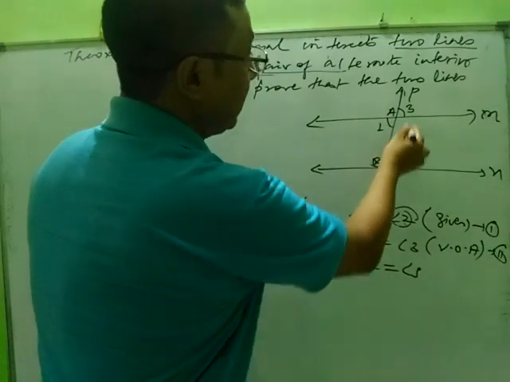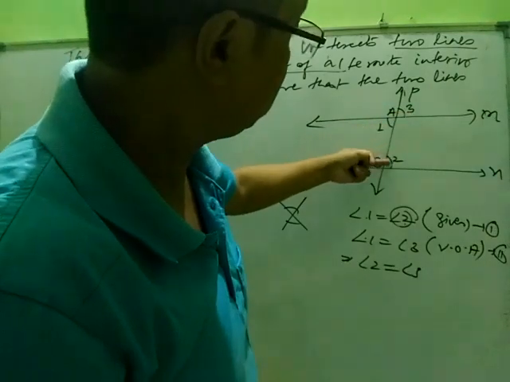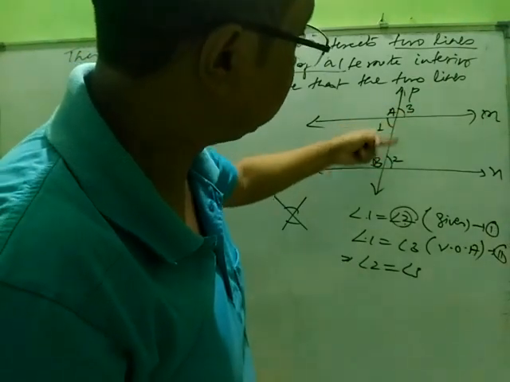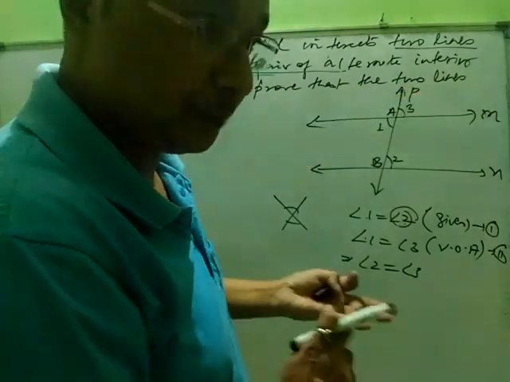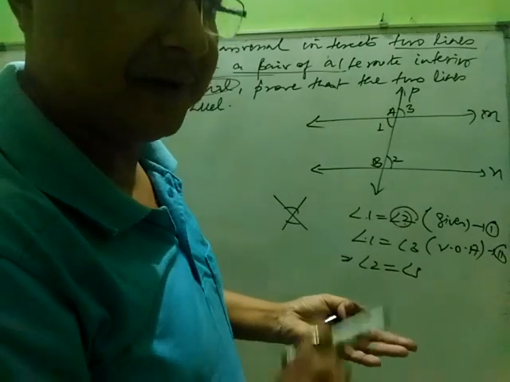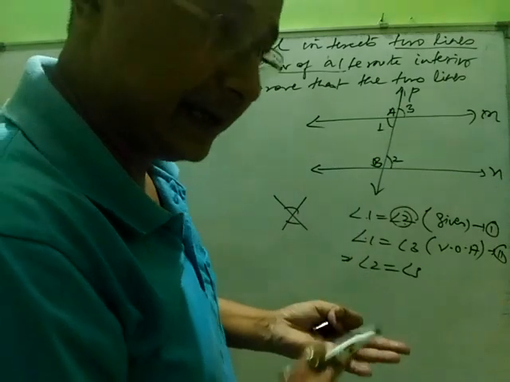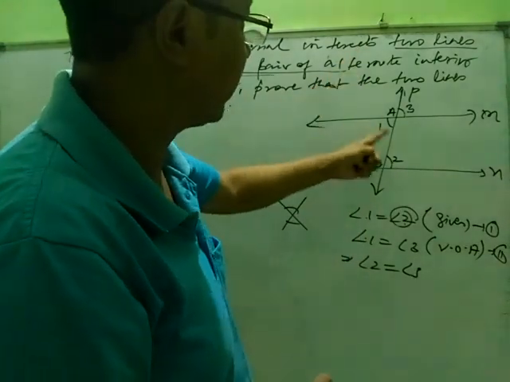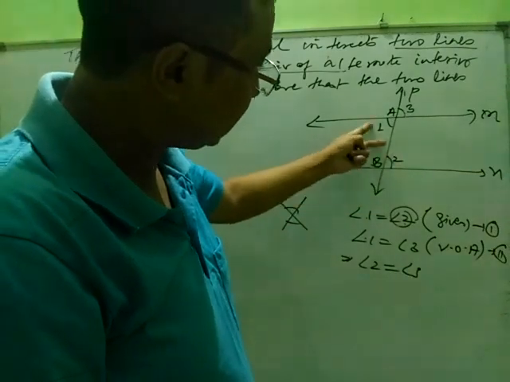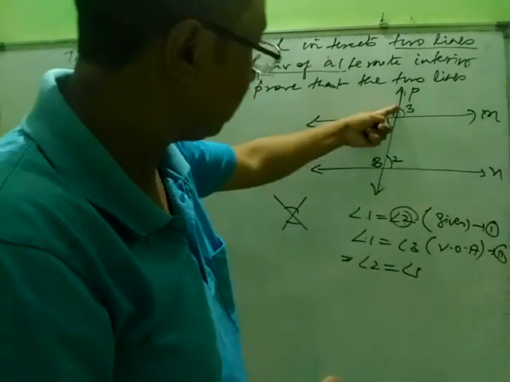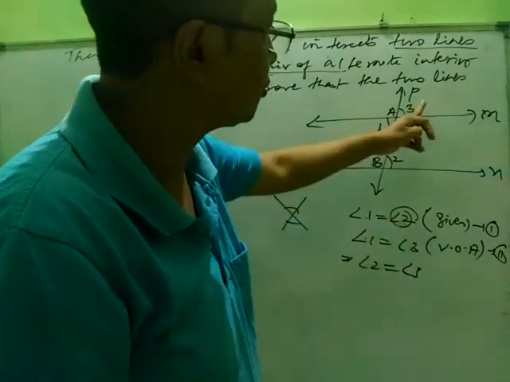So angles 2 and 3 form a pair of corresponding angles. That is why the two lines are parallel. Why? Because to be parallel, you will have to fulfill any one of the conditions. Either a pair of alternate interior angles equal, which is given here. So from taking these two, you have met a pair of corresponding angles equal. That is why now the two lines are parallel.